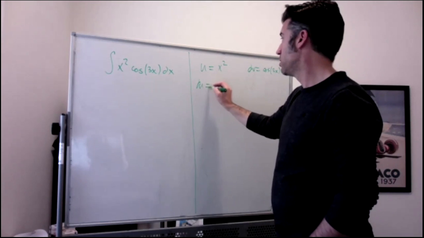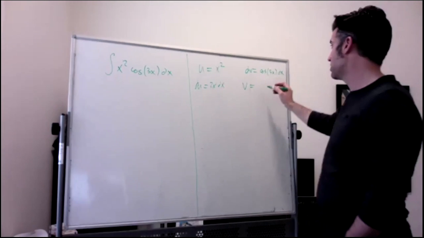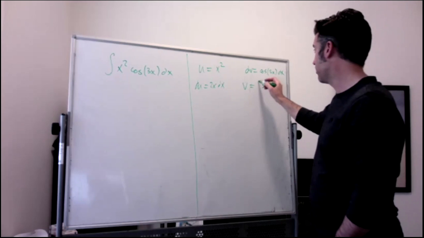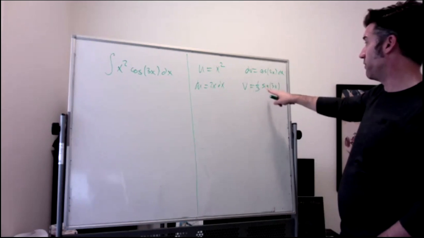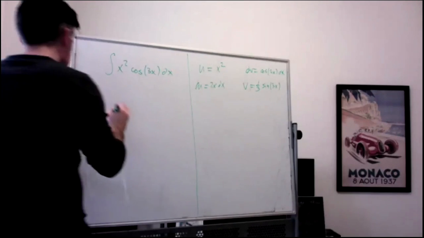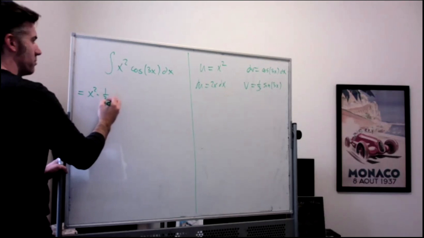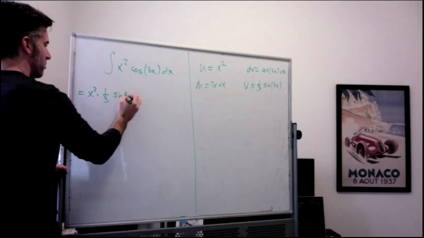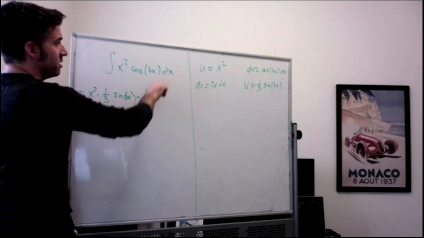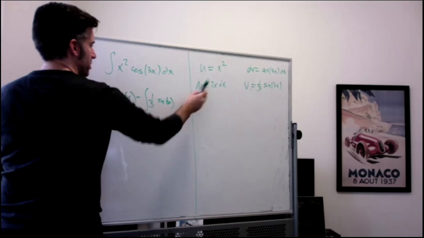du is 2x dx. v is the antiderivative of cosine of 3x, which is sine of 3x divided by 3, or times 1/3. Right? Because the derivative of that would be cosine of 3x times 3, and the 3's cancel. So this is equal to u times v, so x squared times 1/3 sine of 3x minus the integral of v du, which is 1/3 sine of 3x times 2x dx.